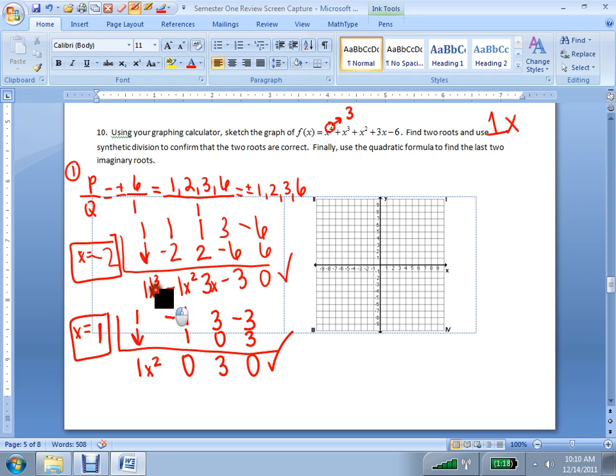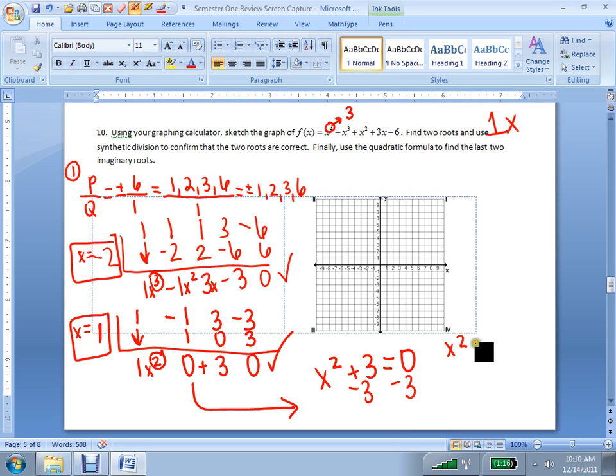Because remember how over here it was to the third. Well, now you're going to subtract 1, so it's going to be to the second. Then plus 3. So now you have x to the second plus 3, and you're going to set it equal to 0. And then, what's that thing called again? Okay, whatever, I forgot what it's called. Square root property. Yes, square root property. So then you're going to subtract 3, so you're going to have x to the second equals -3.